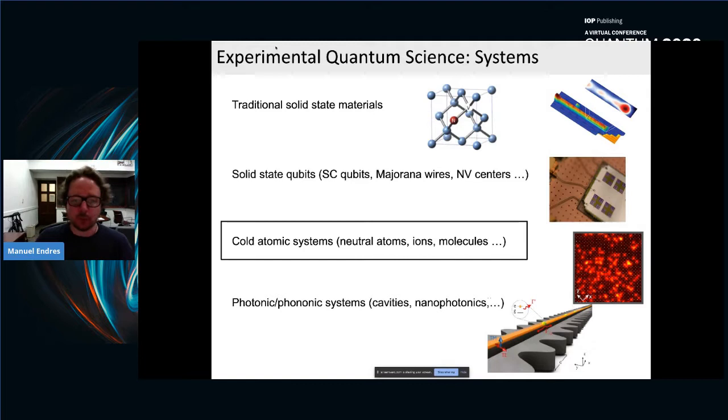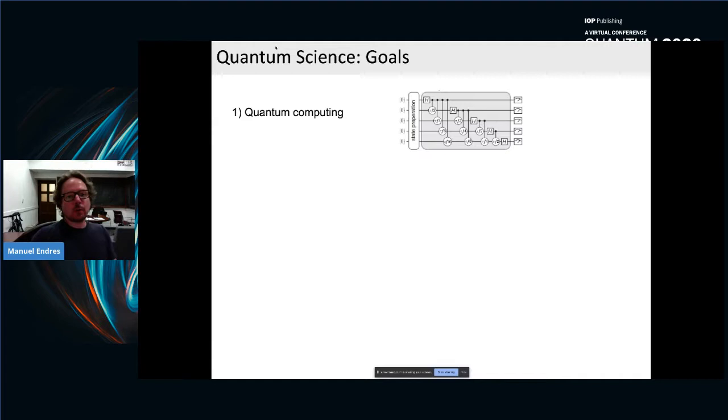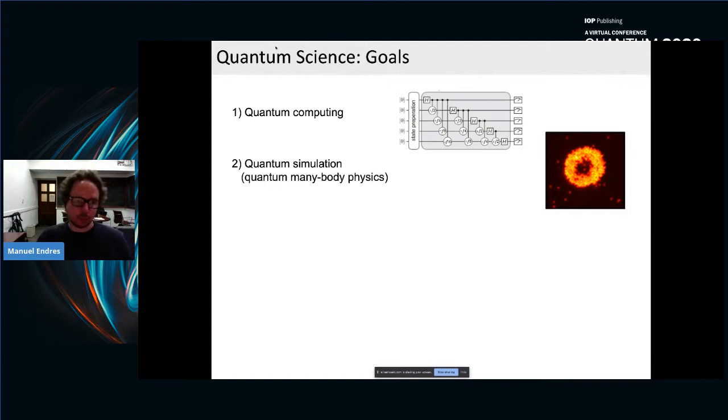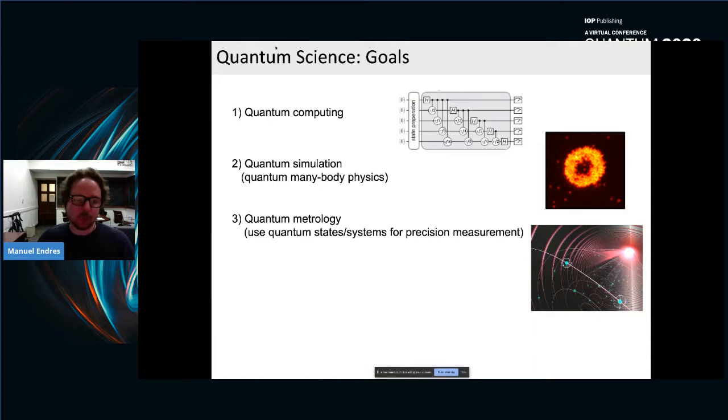And I find it interesting that these platforms share a set of common goals. Many of us want to build quantum computers. I'm also particularly interested in studying many-body physics, sometimes called quantum simulation. Some of the historic mainstays of atomic physics have been quantum metrology, that is, using quantum systems for precision measurement, and now in particular also entangled systems, somewhat along the lines of what Monica described.